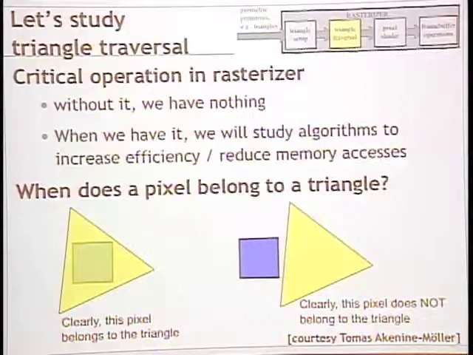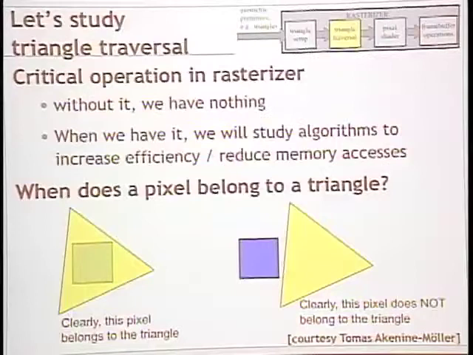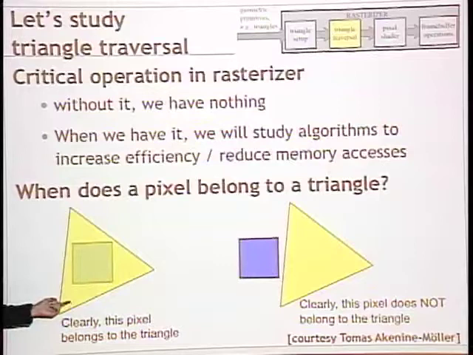So the first thing is, if we do traverse the triangle and we have a pixel and we want to test it, how do we figure out if a pixel belongs to the triangle? If we express this pixel as a square, bad analogy, pixels are not squares, and we'll talk about that later, but if we did it as a square, it's pretty clear that this pixel would belong to this triangle, and it's pretty clear that that one would not. Okay? So that's pretty cool.